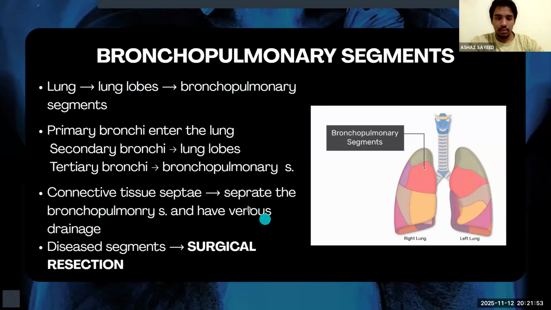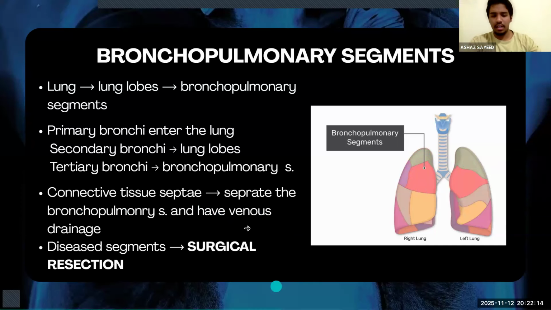Now, you have something called connective tissue septae. All right. The lobes are separated by fissures. You have your horizontal fissure, your oblique fissure. All right. Now, the bronchopulmonary segments are separated by connective tissue septae. That's all you need to know.